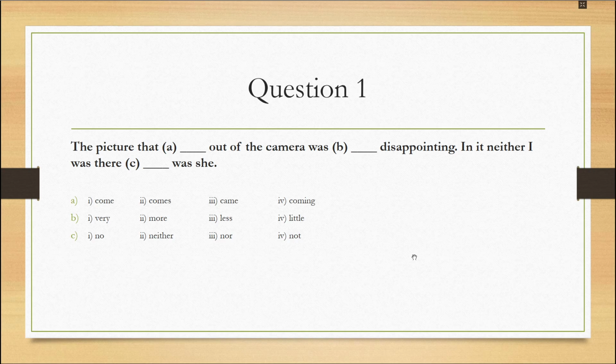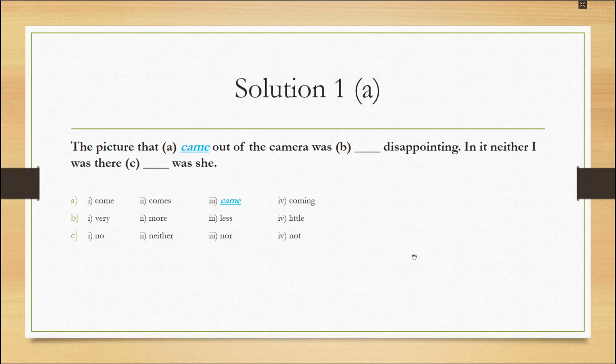Now check, what is the past tense of come? Is it comes? No. Came? Yes. Coming? No. Because the second form of the verb is came. As the sentence is in the past tense, the past tense of come is came. So what option will come there? The picture that came out of the camera. You must be knowing that the second form of come is came.